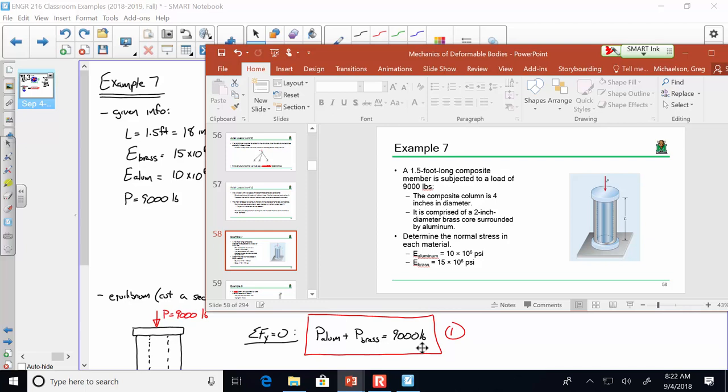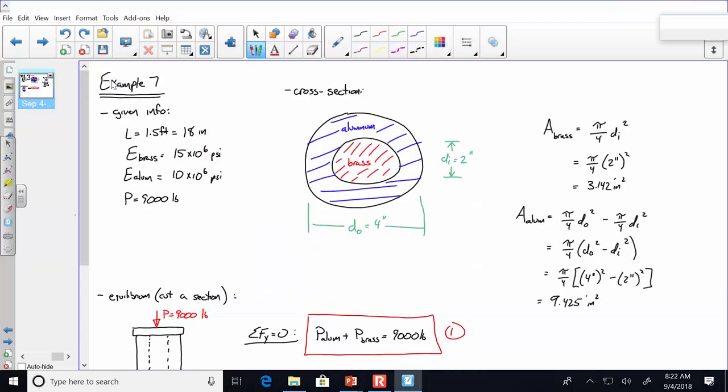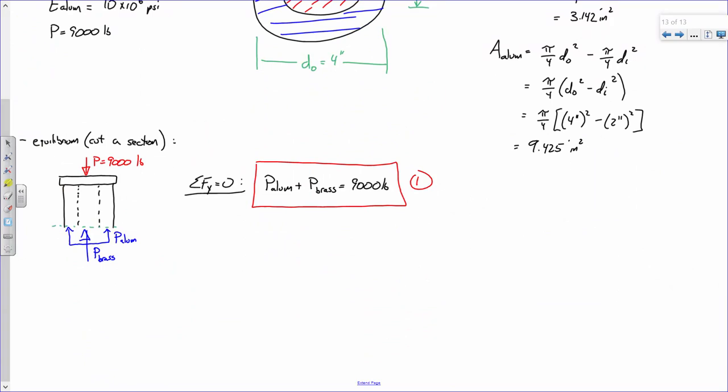What can you tell me about the aluminum and the brass? They deformed the same amount. In other words, let's make up a number. Let's say it's 2 inches. If I pushed the aluminum down 2 inches, I pushed the brass down 2 inches as well. Make sense? So this is my first equation. My second equation comes from compatibility. I propose that delta aluminum has got to equal delta brass. That is my second equation, and that is how we're going to solve this problem.